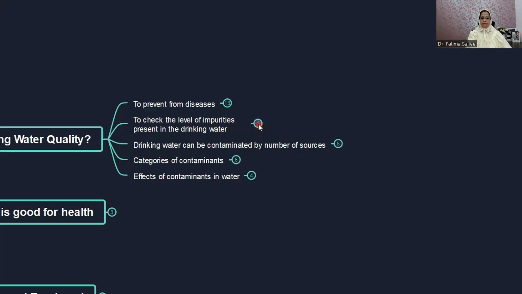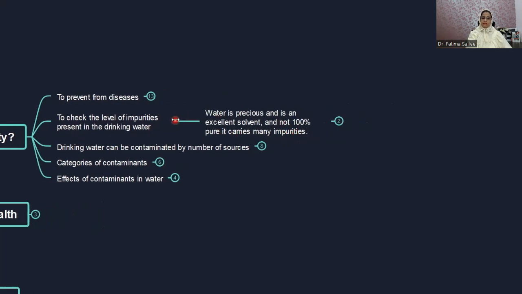So to check the level of impurities is very important because we know that water is precious. Water is precious and it is not 100% safe. Why is it not 100% safe? Because water has the capacity to absorb everything in it. That means minerals, it can absorb soil, and it can absorb any other corrosive gases. That is one of the reasons water cannot be pure at all times. So we call it a universal solvent.